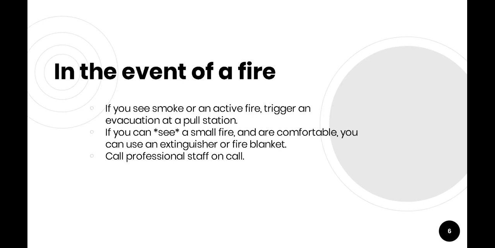So keeping in mind the size of the fire, you might be able to put it out, but the priority is making sure that people are safe. And so we want to be triggering an evacuation in that case too. And then always make sure that you're connecting with somebody else. So usually that's a professional staff member on call. That could be public safety and police services, and then the professional staff on call, but making sure that somebody else knows.